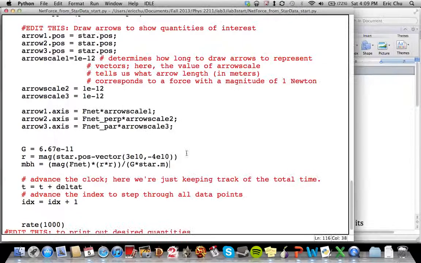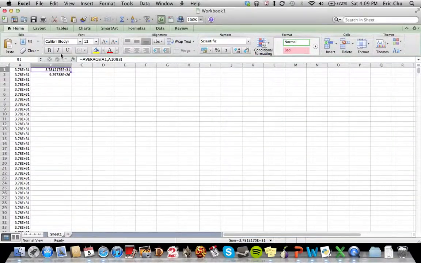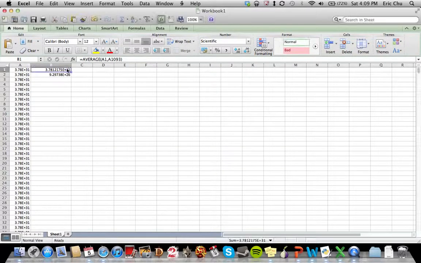So one thing that this code doesn't account for is the changing distance between the 2 objects. R changes with every iteration of the loop, so the mass of the black hole is going to change. Because of this, I calculated the average of all of the masses that our code found. There were like 1,000 masses. So I took the average of them and found my result, 3.7812175 times 10 to the 31st kilograms.